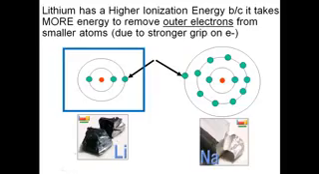So if I go back to this slide again, lithium has a higher ionization energy because it takes more energy to remove electrons from smaller atoms. So I would say this has a higher ionization energy needed to remove the outermost electron, and this has a lower ionization energy. Once again, what is that based on? It's strictly based on atomic size.